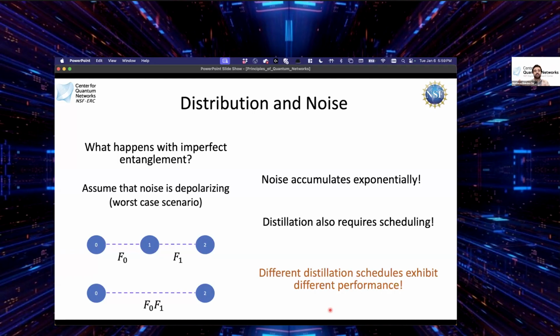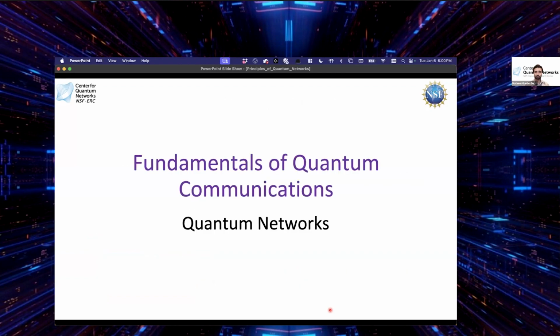Again, following the same principles as we saw before, it turns out that different distillation schedules will exhibit very different performance in terms of rate and fidelity that you can achieve in generating entangled states on the repeater chains. We're not going to dive deep here into this topic. It's just for you to know that the decisions that we make, the scheduling that we define for distillation, will also have a big impact on quantum network performance.